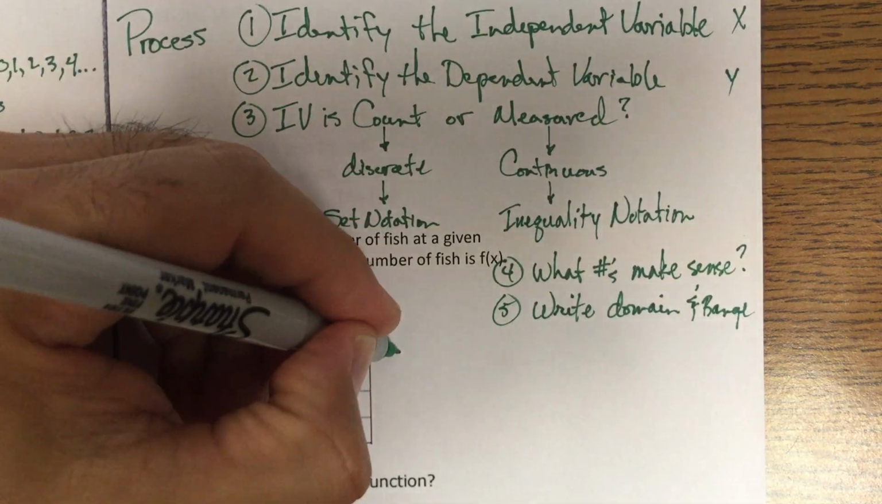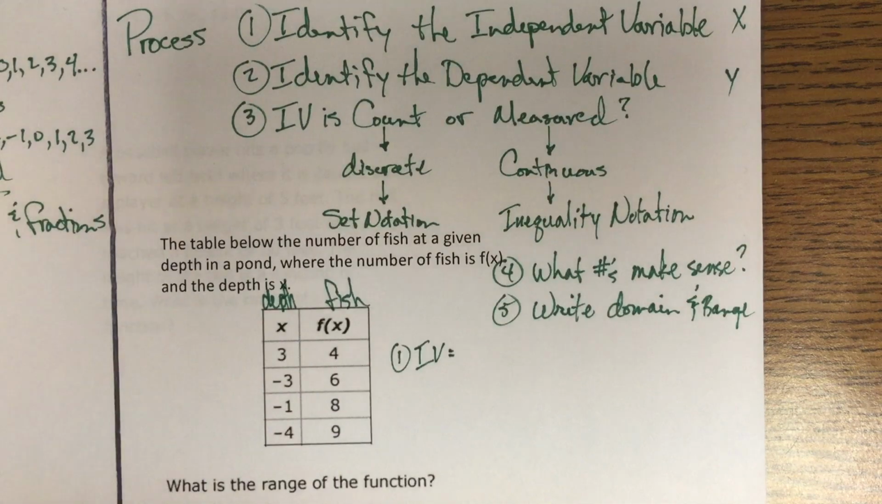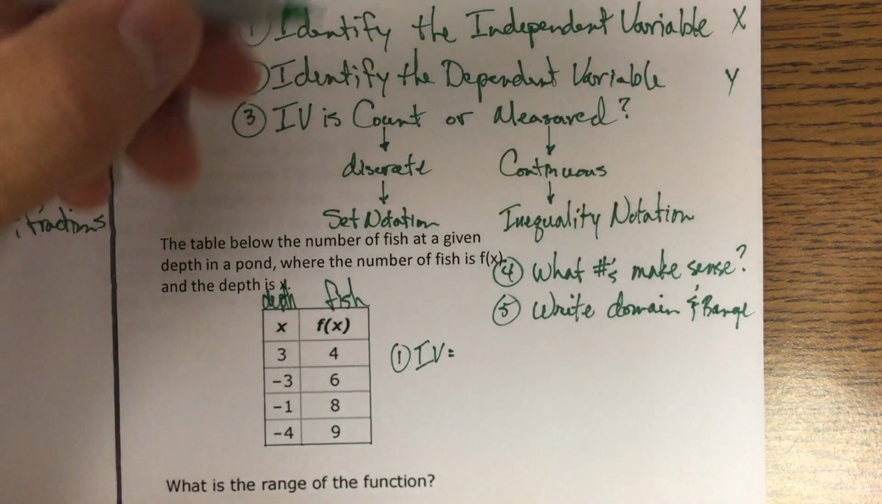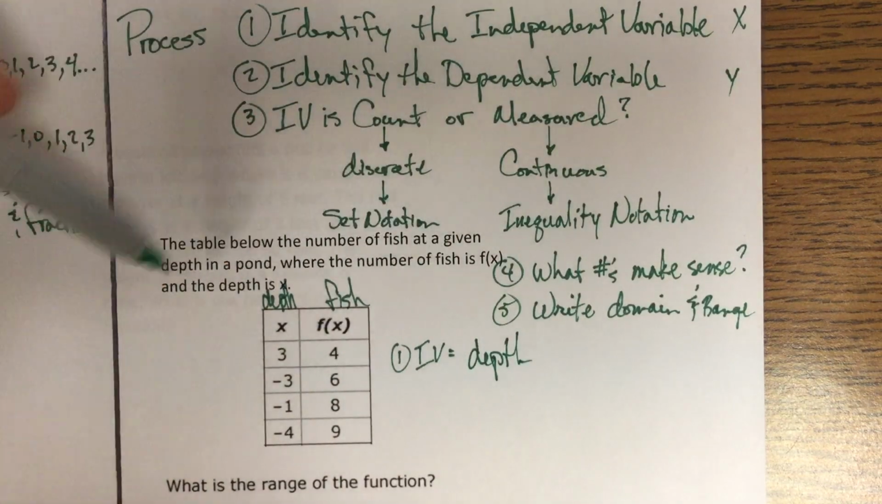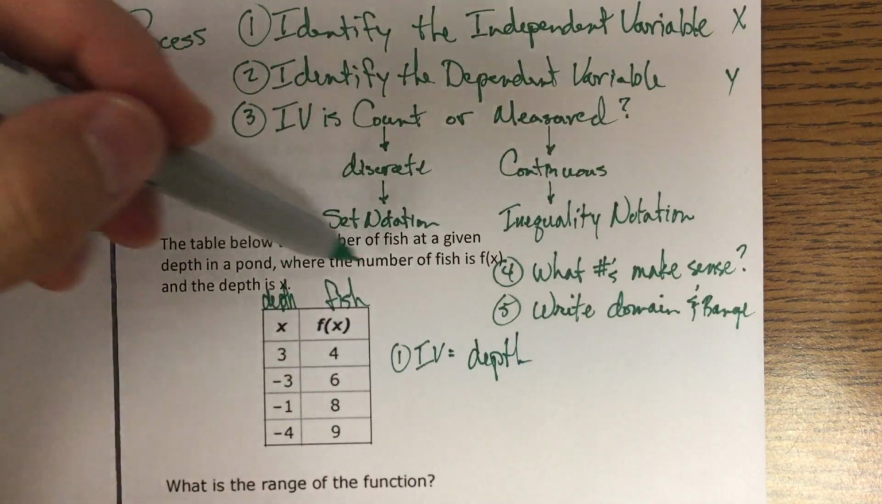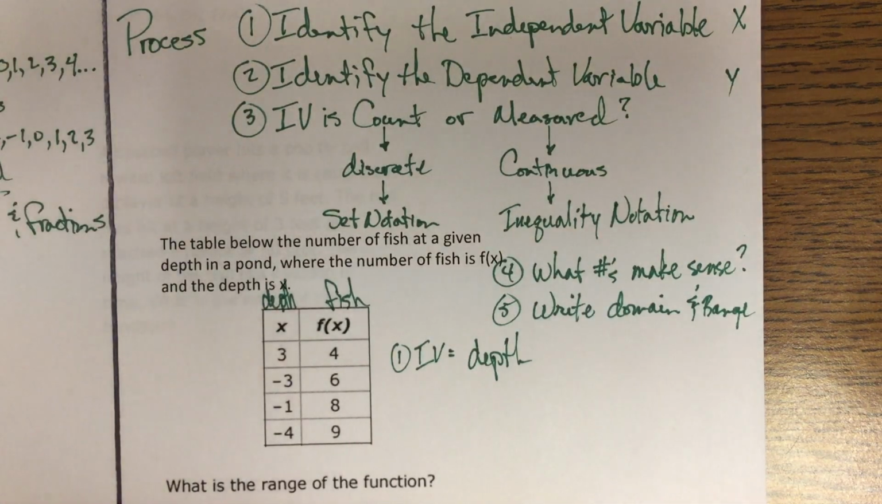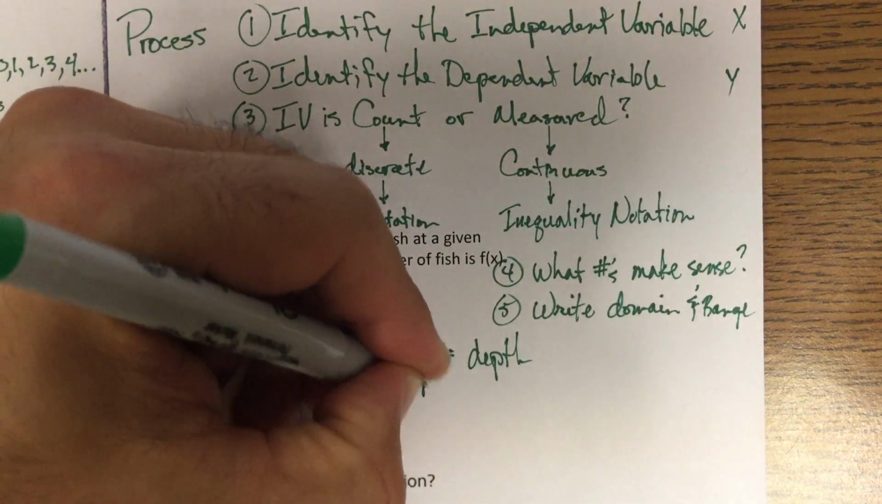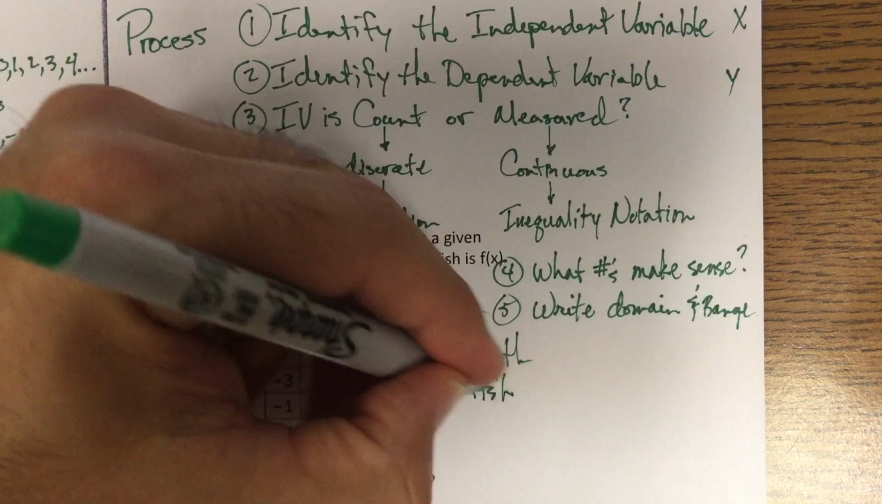Okay, so step number 1, what is the independent variable? That's right, it is depth, because it says right here, and the depth is x, so x is depth. I'm sorry, step number 2, the dependent variable happens to be the other one. It's fish.